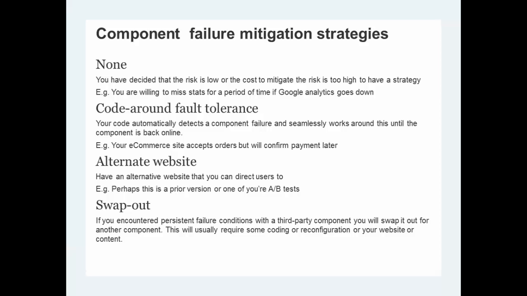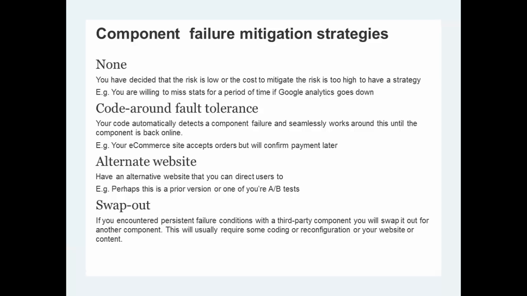So some of the potential strategies here are none. You've just decided that that risk is low, or the cost to mitigate the risk is too high. Okay, what's really important here? Like, for example, what if Google Analytics goes down like it did several years ago? That actually happened to Forrester Research. Our site went down. Why did our site go down? It was like Google Analytics was down. And could we have built something in? Yes. Did we? No, because there's certain expectations of certain components that don't go down. But you have to assess that risk for yourself.